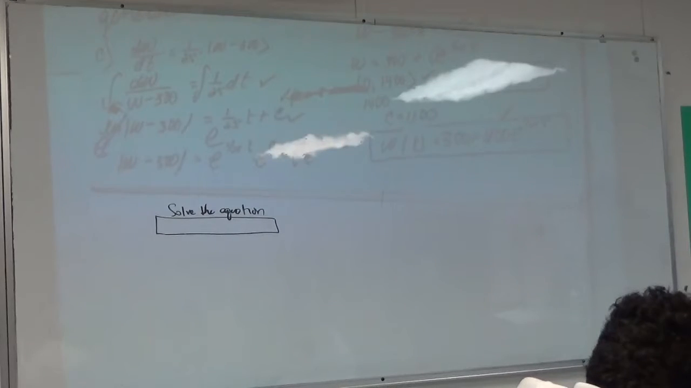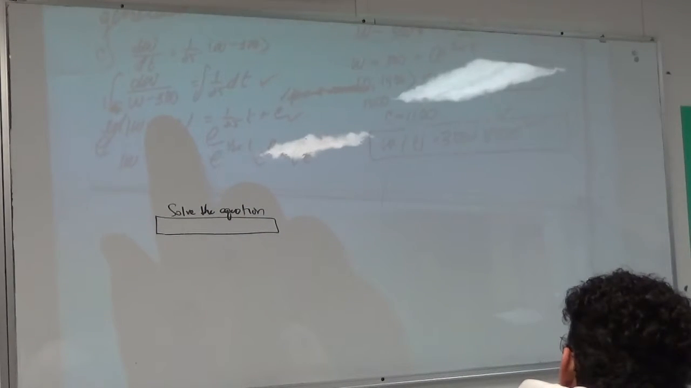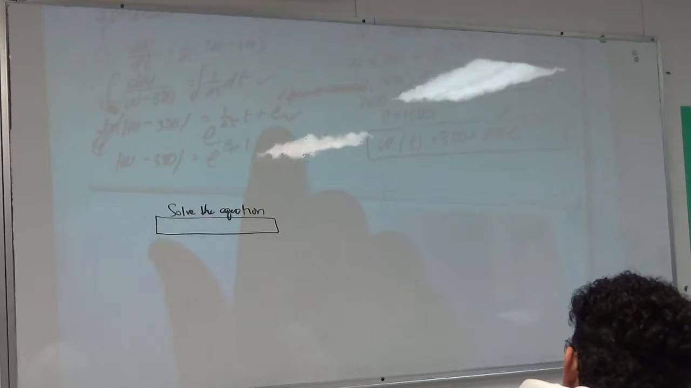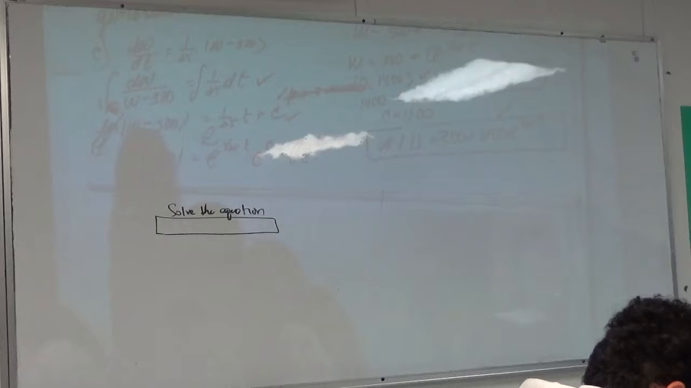Now you integrate both sides, and the integral of dw over w minus 300 is natural log of the absolute value of w minus 300. The integral of 1/25 is 1/25th t plus c. If you got either antiderivative correct, they awarded a point.